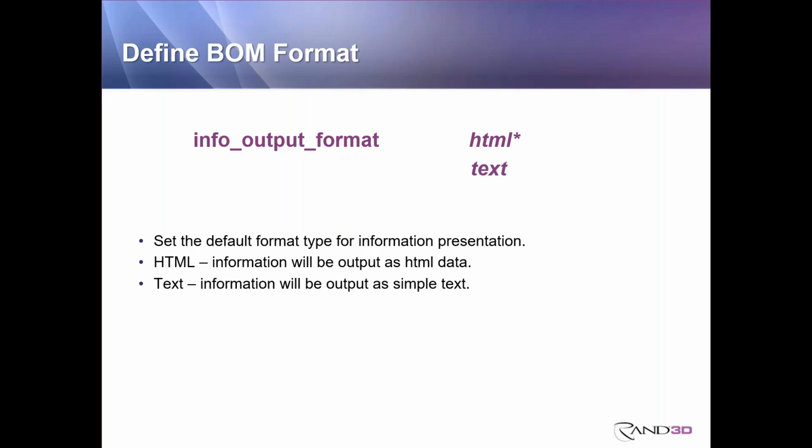And your other alternative option is to set this configuration option, info output format, to text, which is not the default option. So if it's your preference, you do have to configure this so that the information that you get from your BOM run comes out as simple text with that text option. So you have choices, and it's important to know your choices so that you can configure your environment appropriately.